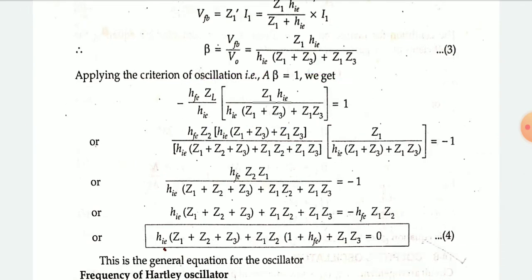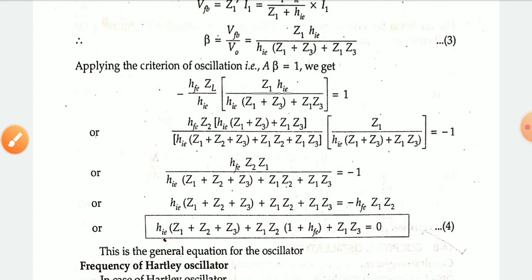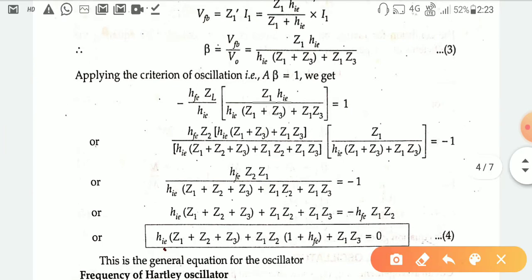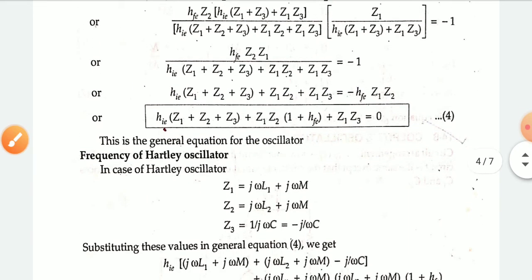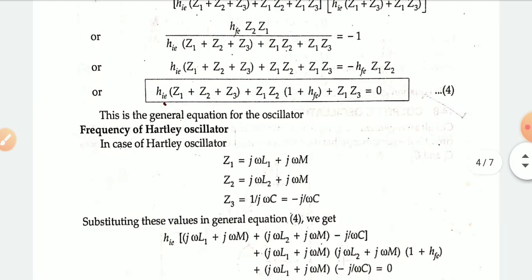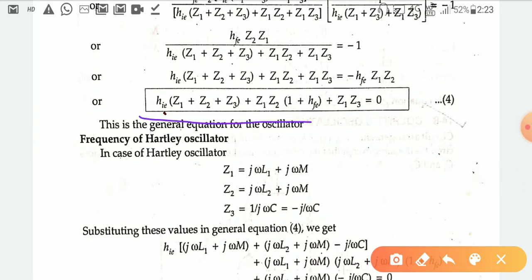If you simplify this, the ultimate expression can be written in this form. This is a very important expression also. You should remember this one for simplicity. h_ie, which is multiplied with Z1 plus Z2 plus Z3, plus Z1 Z2, which is multiplied with 1 plus h_fe, plus Z1 Z3, should be equal to 0.